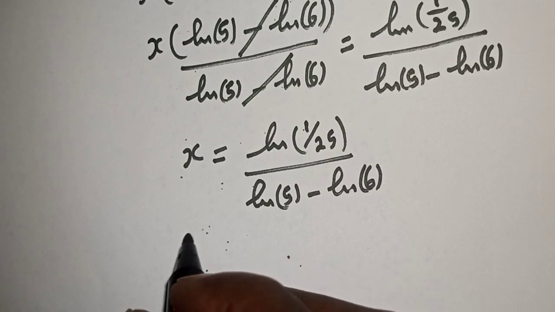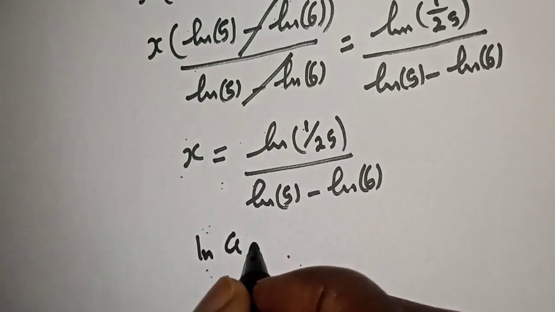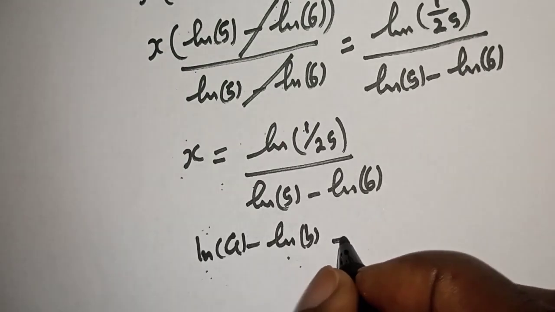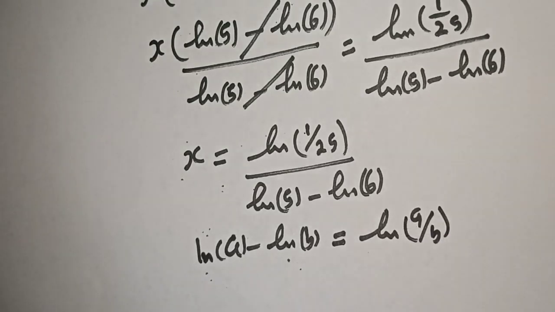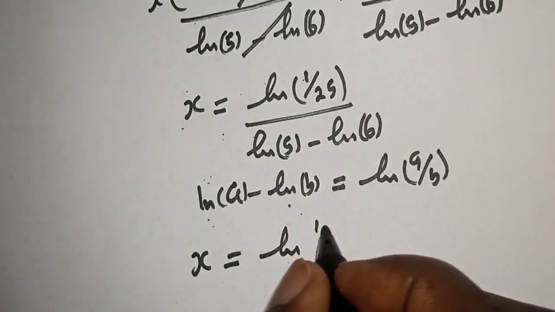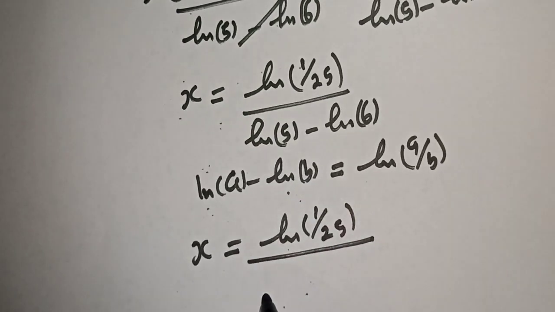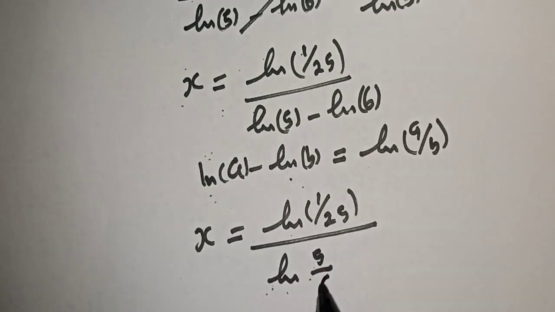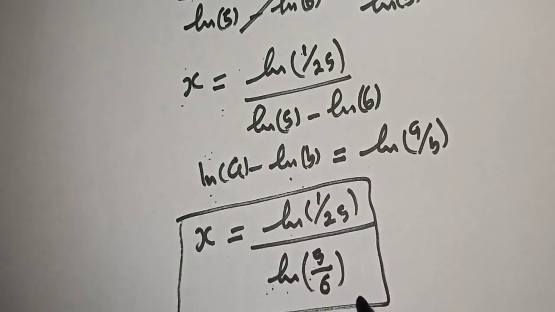Then note this, that if you have natural log of a minus natural log of b, this is equal to natural log of a over b, and x is equal to natural log of 1 over 25 divided by natural log of 5 over 6, and this is the final answer.